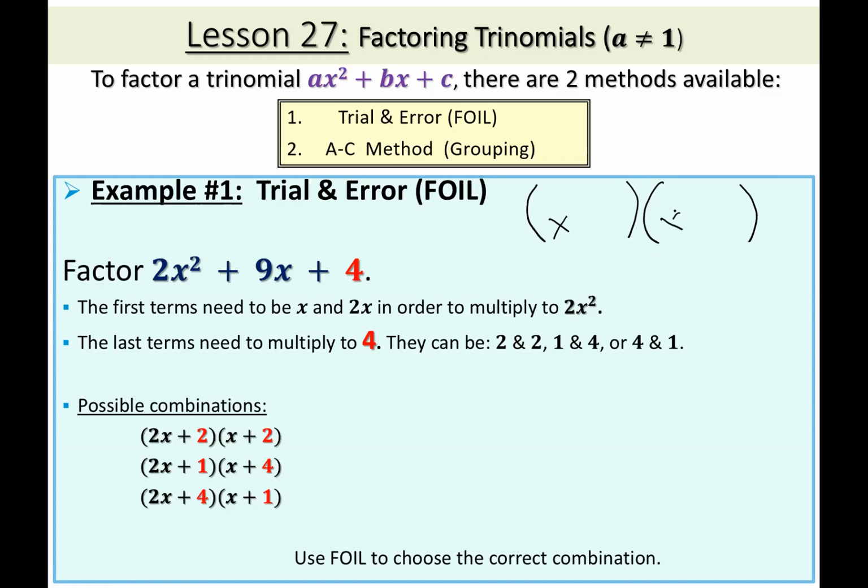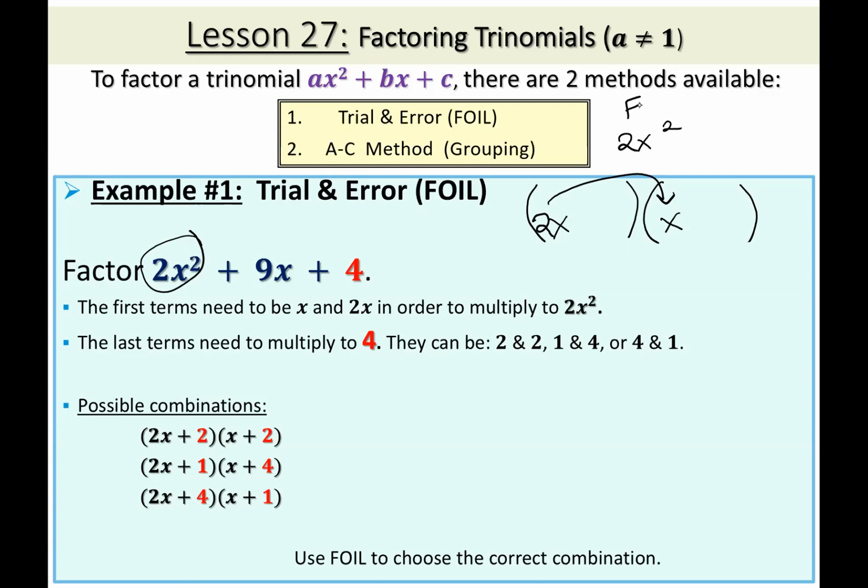But that's not really going to cut it, because x times x, when we FOIL, would be x squared, but we need 2x squared. So that's why we need these two coefficients. They can't both be 1. 1 times 1, that's not going to work. We need numbers that multiply to 2. So I'm going to have us start with 2x times x. So 2x times x, that's the 2x squared. That's the first part of FOIL.